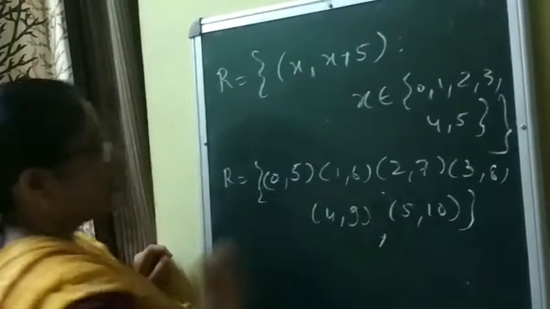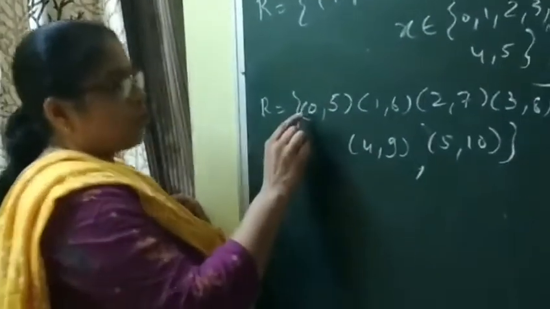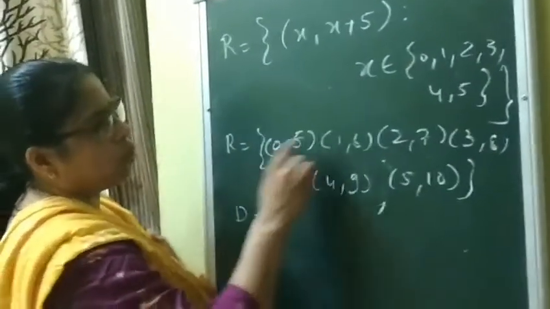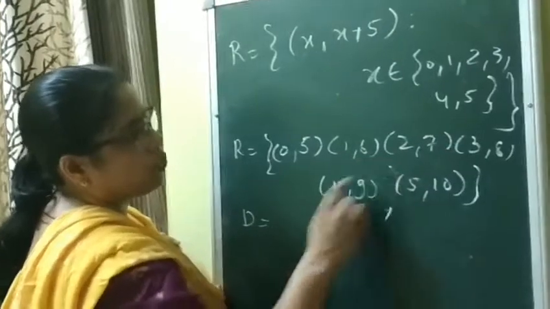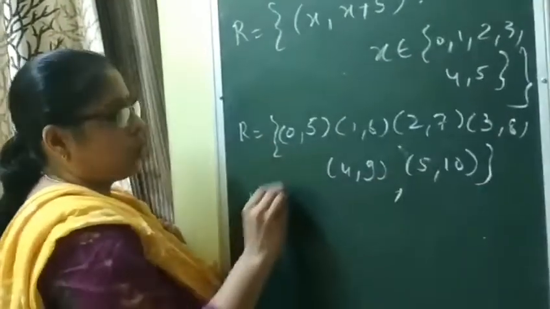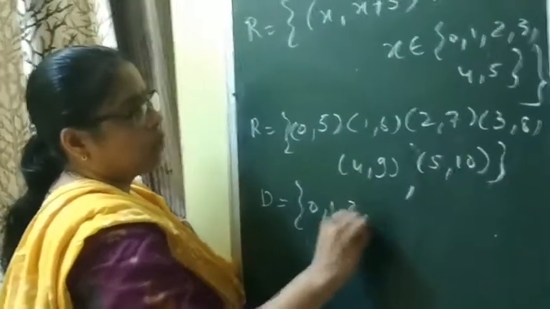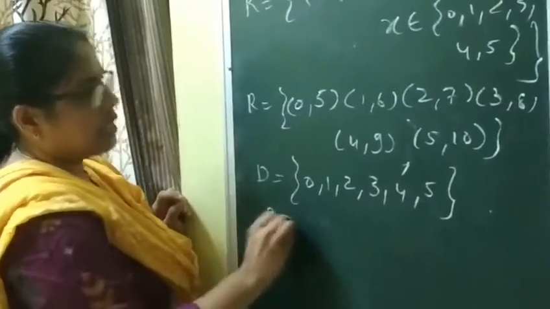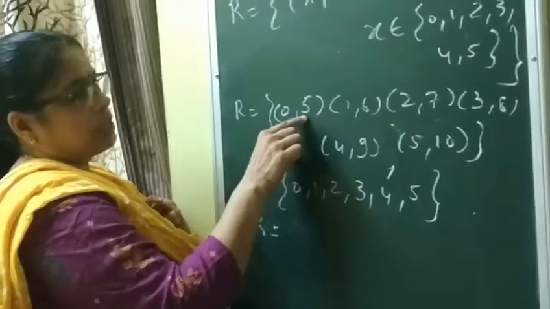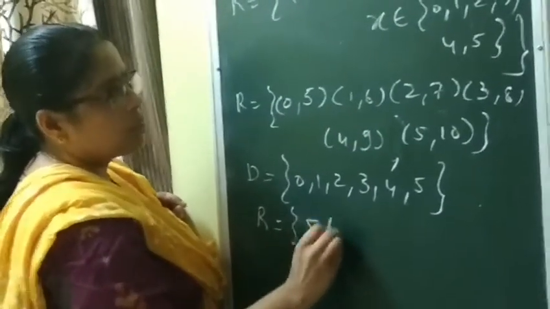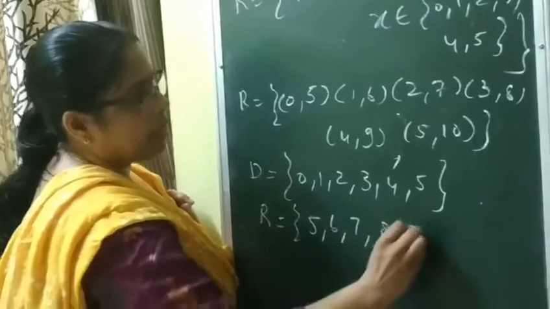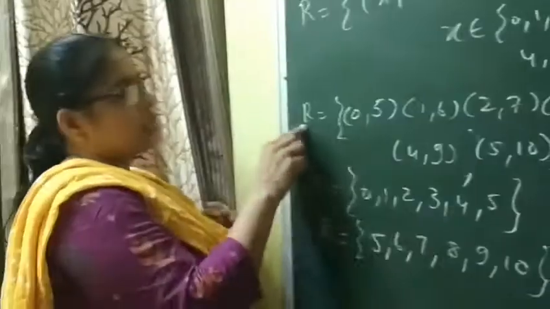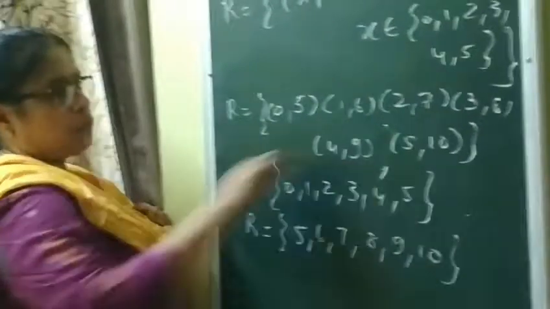Now see. Domain is the set of all first elements, that is the given set itself: 0, 1, 2, 3, 4, 5. Domain हमेशा given set ही होगा. Next one is range. Range means the set of all second elements. See, second कहाँ से start हो रहा है? 5, 6, 7, 8, 9, 10. Got it? Domain is the set of all first elements, range is the set of all second elements.